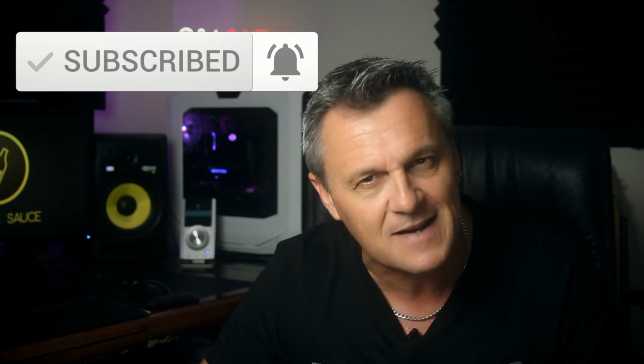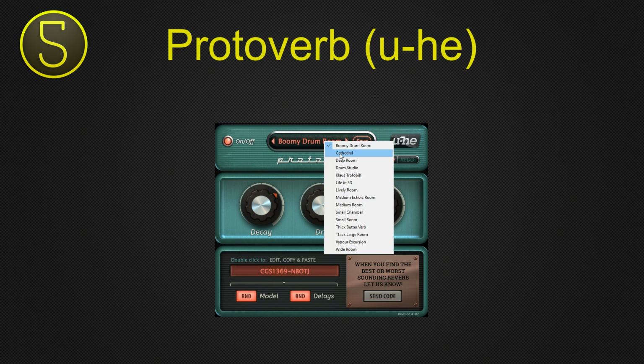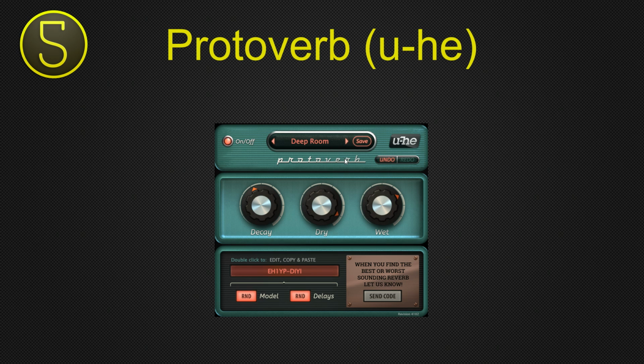Now let's get stuck into that top 5. So if you'd like to try a reverb with a different approach, here at number 5 I've got ProtoVerb from Eerie or UHE, whatever they call themselves, it doesn't matter. This is a really interesting approach to a plugin. What they've done here is you've got some presets which are all different room models, and once you've selected a room model then you can change the decay down here and then the mix between the dry and the wet.